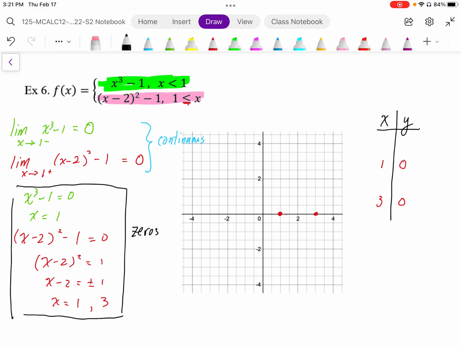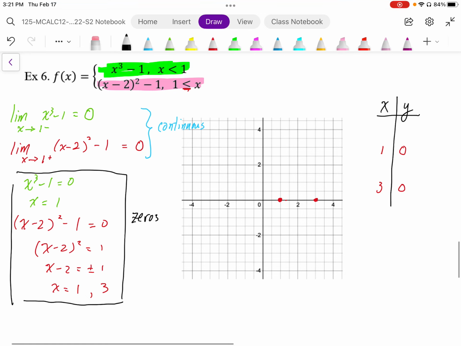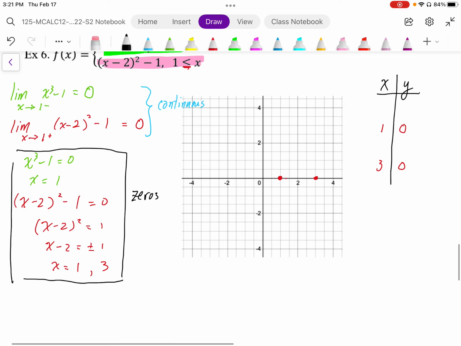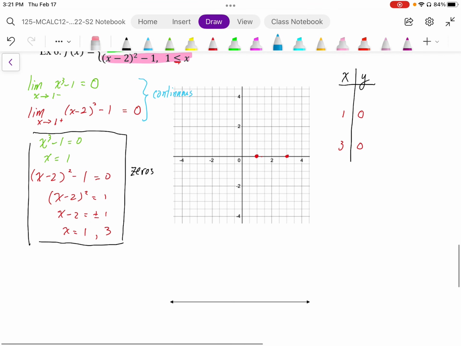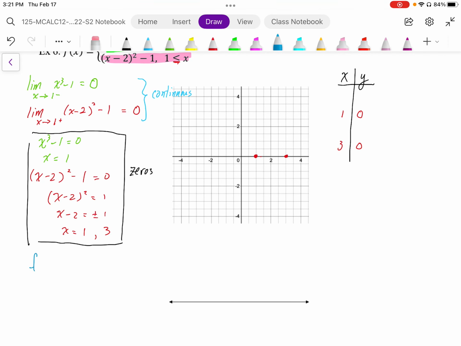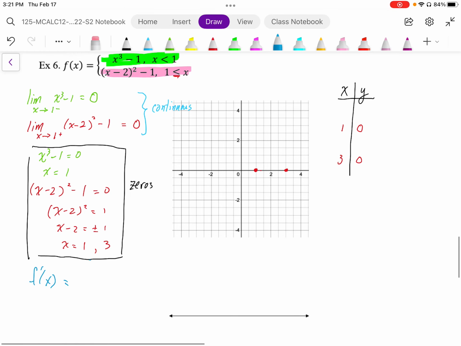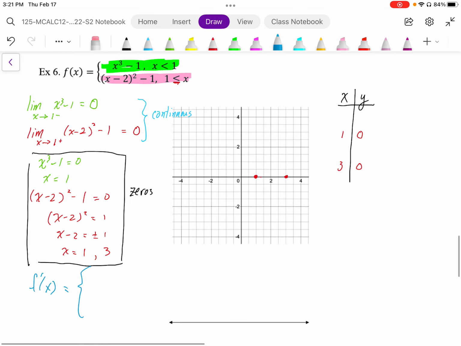I can also do my limits and endpoint behavior, but I know my cubic function is going to go down to infinity, and I know my quadratic function is going to go up to infinity. So I'm not going to worry too much about that. I'm going to now do my derivative. I want to find my derivative because I want to see if I can find some min and max points.